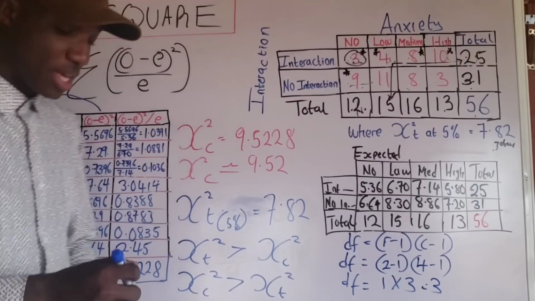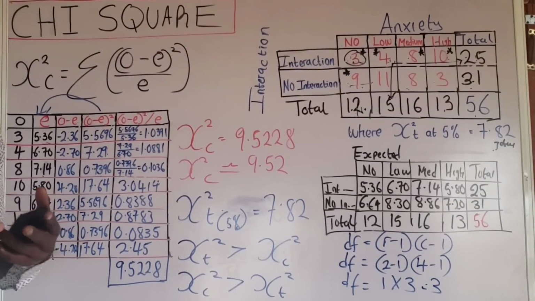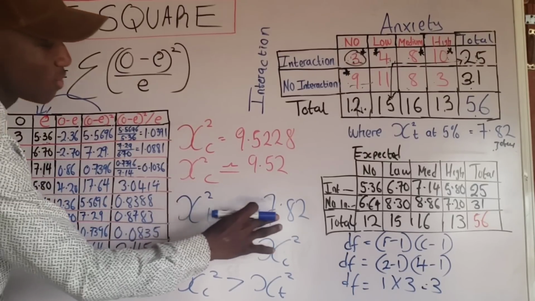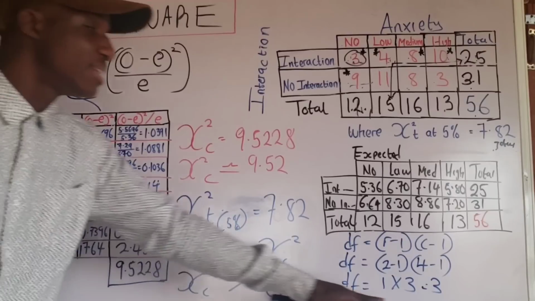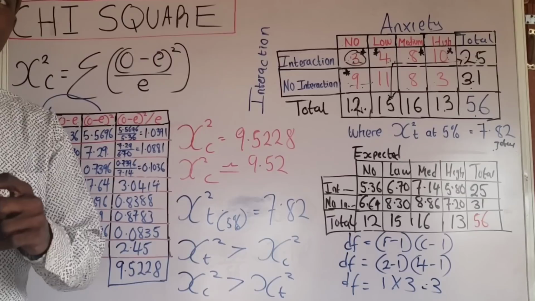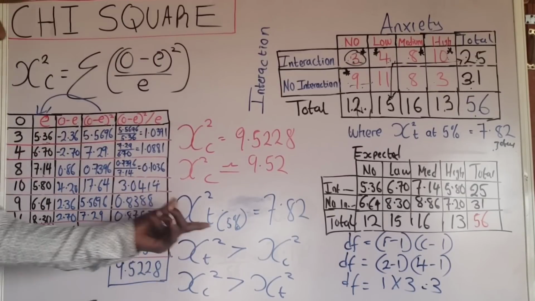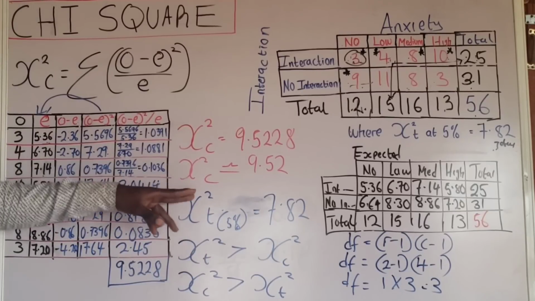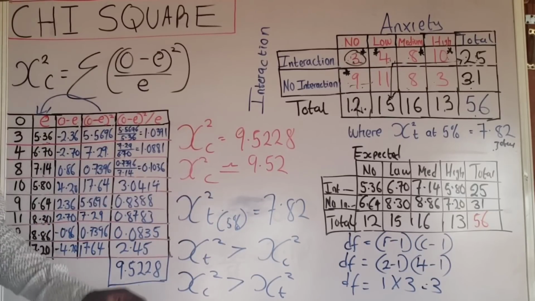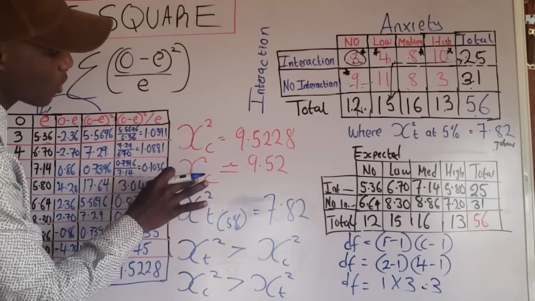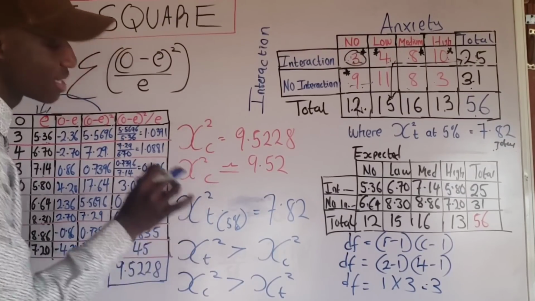Do you understand? Okay, so now the tabulated chi-square, that is the chi-square that we are given on our table, is 7.82 at 5% and 3 degrees of freedom. Don't worry, I'm going to show you how to get it using the table at the end of this class. So the critical value or the tabulated chi-square is 7.82, but the calculated chi-square is 9.52. You can see that in this question, the calculated chi-square is greater than the tabulated chi-square.